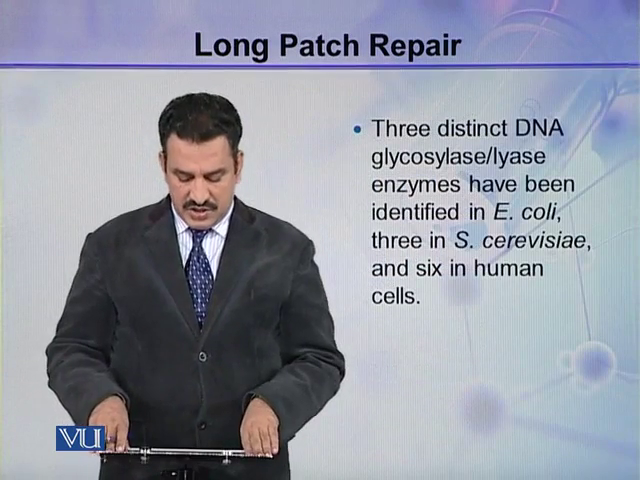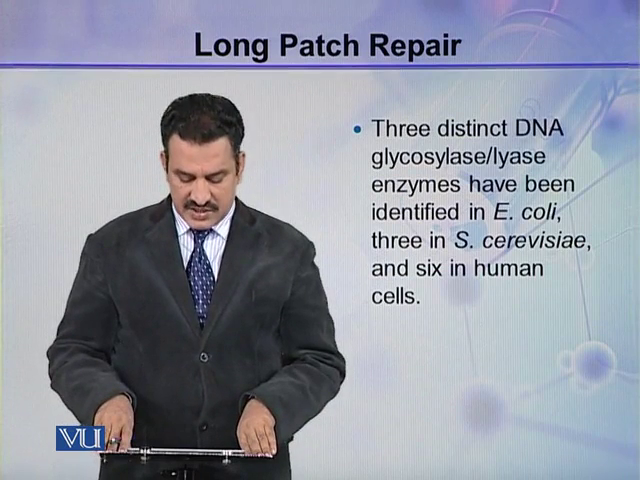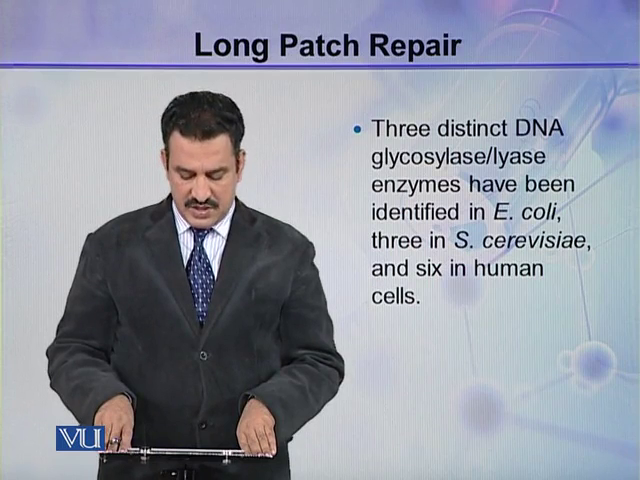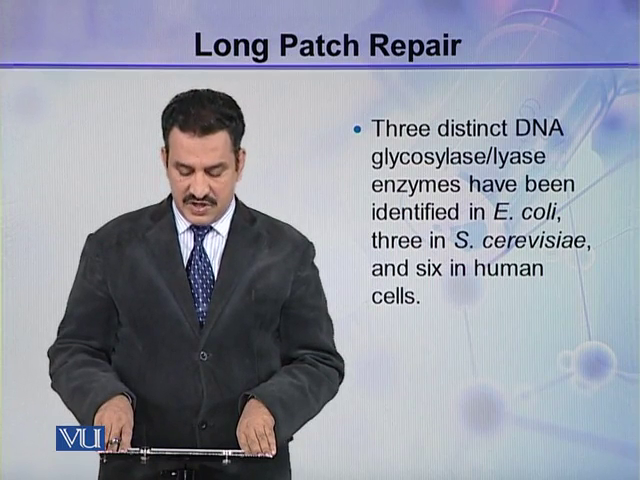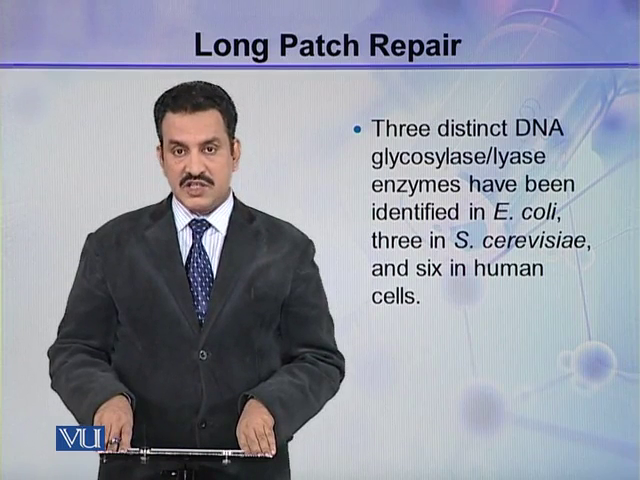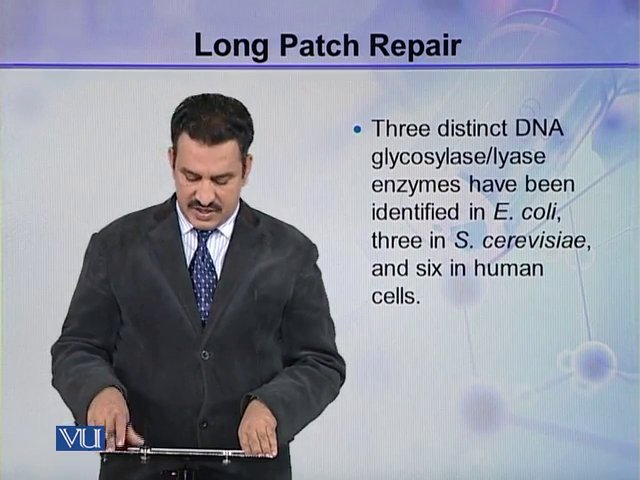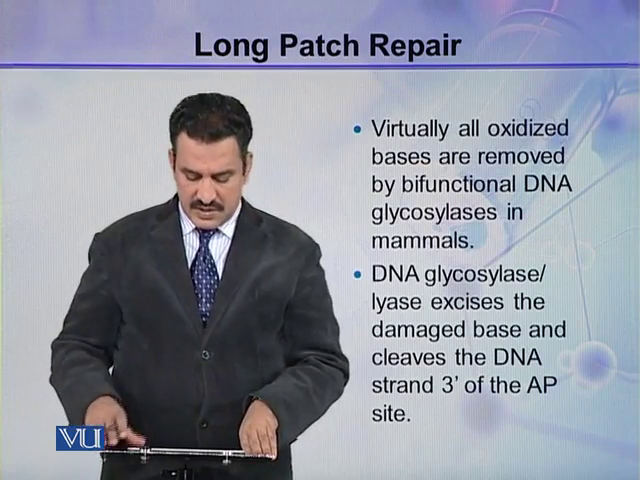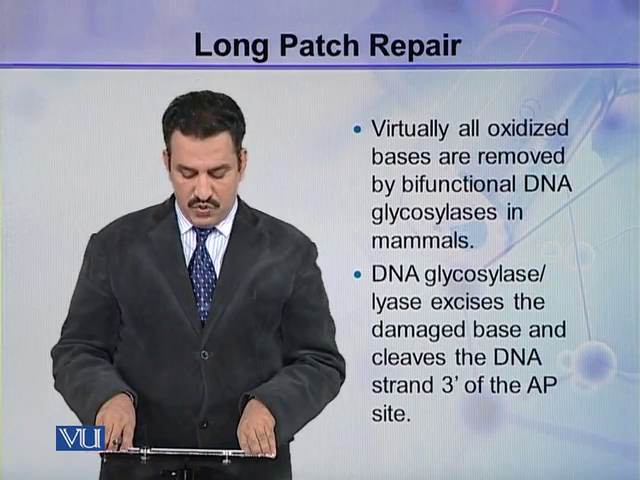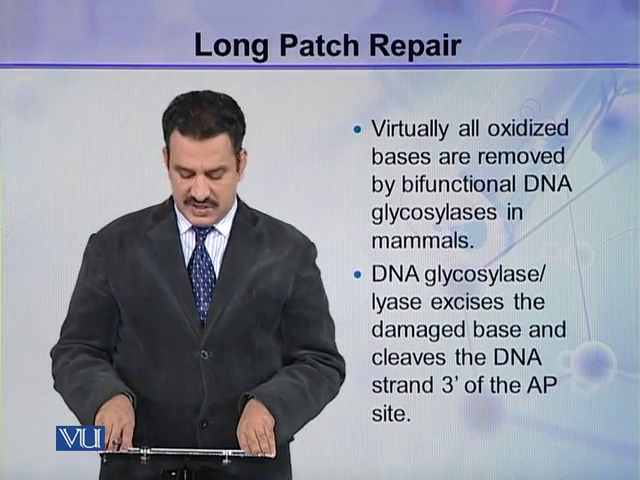So three distinct glycosylase lyase enzymes have been identified in E. coli. Three such enzymes have been identified in Saccharomyces cerevisiae, while six such enzymes have been identified in human cells. Virtually all the oxidized bases are removed by bifunctional DNA glycosylases in mammals.